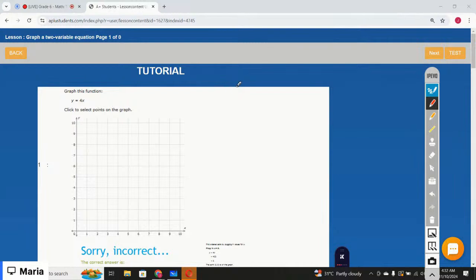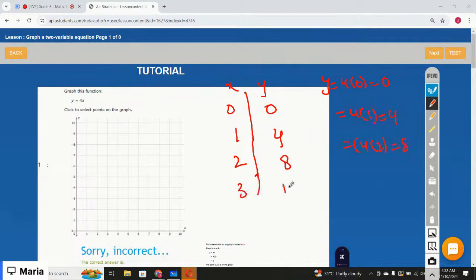The first one, x equals 0. So when x equals 0, 4 times 0 is 0. When x equals 1, 4 times 1 is 4. When x equals 2, 4 times 2 is 8. You need to put these values in the equation. 4 times 0, 0. 4 times 1, 4. 4 times 2, 8, right? 4 times 3, 12.